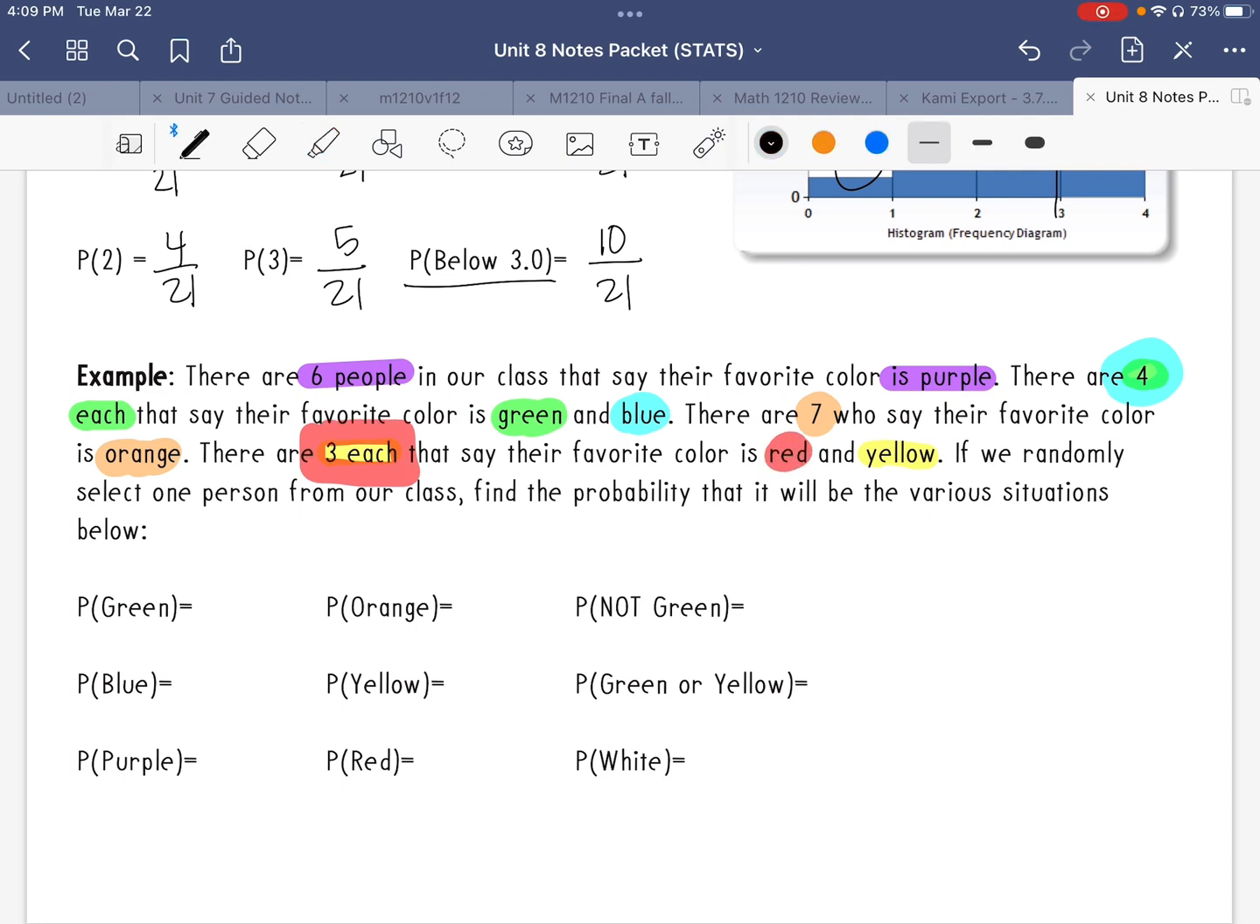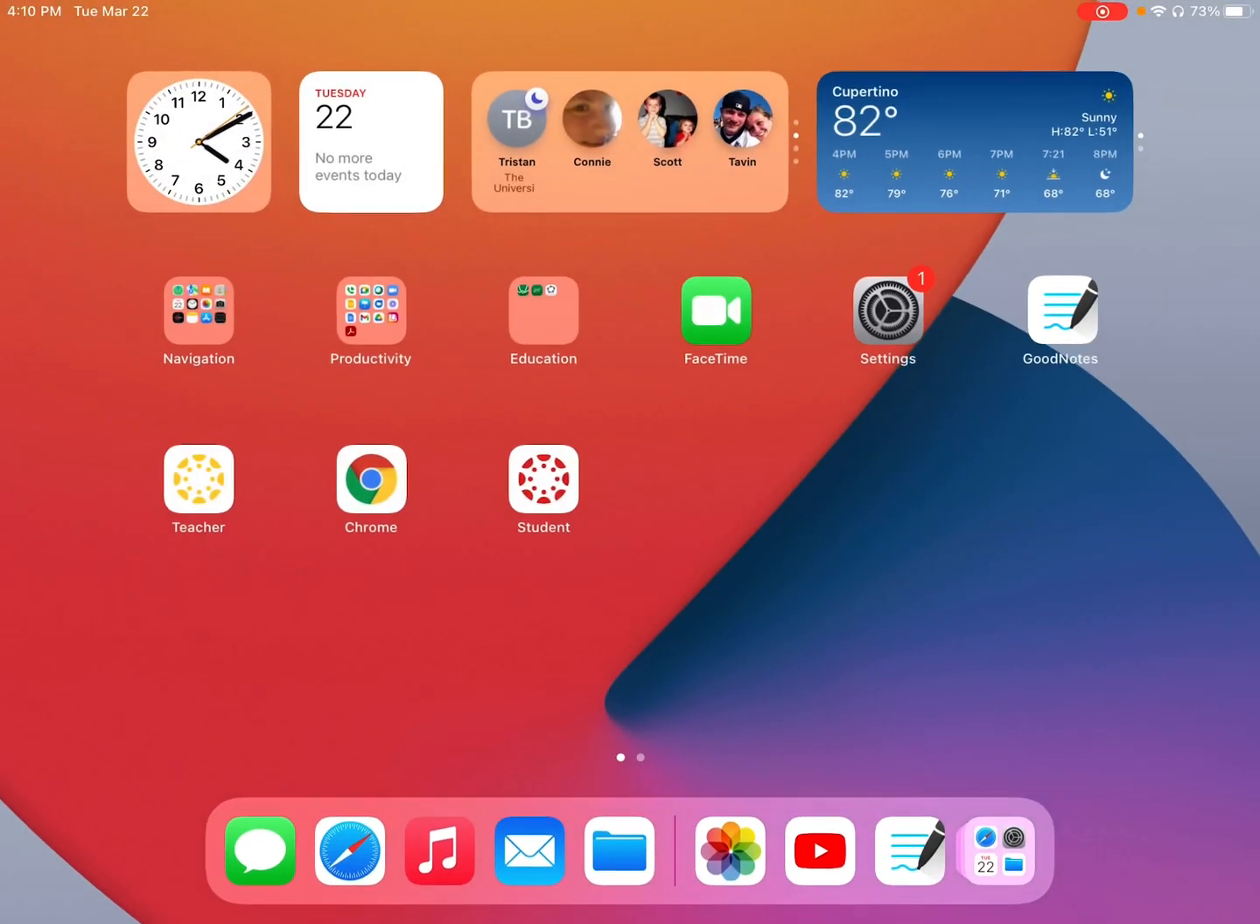Okay. So remember, we need to do our desired number of outcomes divided by our possible outcomes. So in order to get that possible outcomes, we need to total up how many people we even asked. So we had 6 say purple, 4 say green, 4 say blue, 7 say orange, 3 say red, and 3 say yellow. So we would have to add all of these together to get our total. So I'm going to open calculator again.